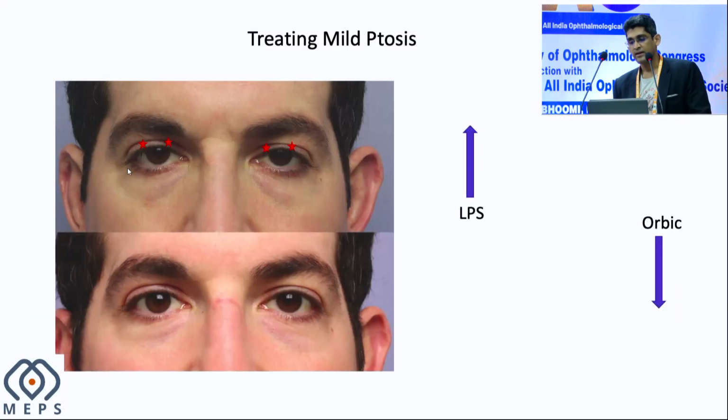And last but not the least, we all know that Botox causes ptosis, but it can also be used to treat mild ptosis. If you see in this gentleman, if you inject Botox very close to the lash line, what it does is it causes paralysis of the pretarsal part of the orbicularis so that the LPS can act unopposed and can cause elevation of the eyelid to a tune of 1 millimeter.